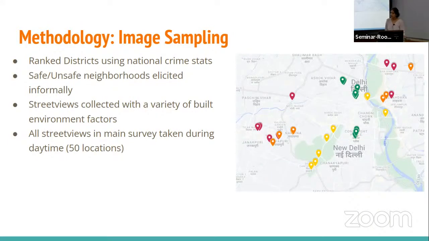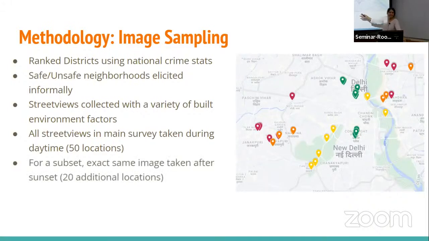So you didn't have any pictures taken at night, or no questions at night? I'm coming to that. Because your perception sometimes totally flips, right? Absolutely. You preempted my next point. For a subset of the images, I took the exact same image during daytime and after sunset. So there were 20 such additional locations. But this is the main survey, the 50 images, because the other thing is you're getting students.